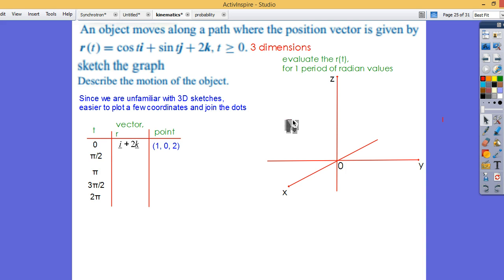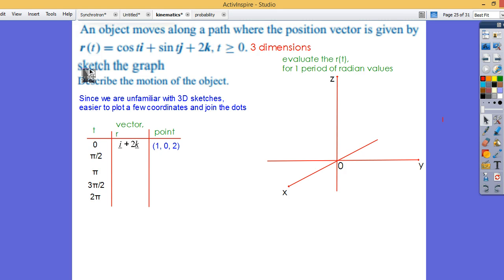So let's now consider a similar position vector where this describes that an object moves along a path where the position vector is given by this. And now, as you can see, it's 3 dimensions: i component, j component, and k component. So, 3-dimensional graph. We need to sketch the graph and then describe the motion of the object. Wow, how do we do that?